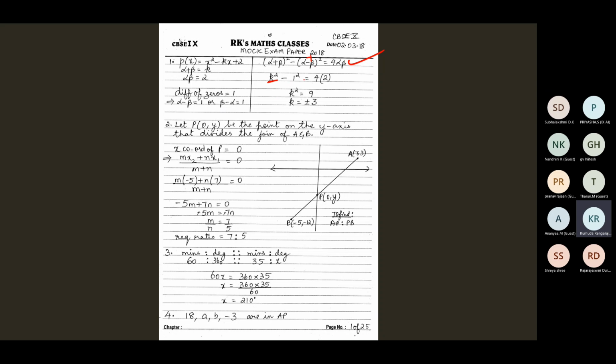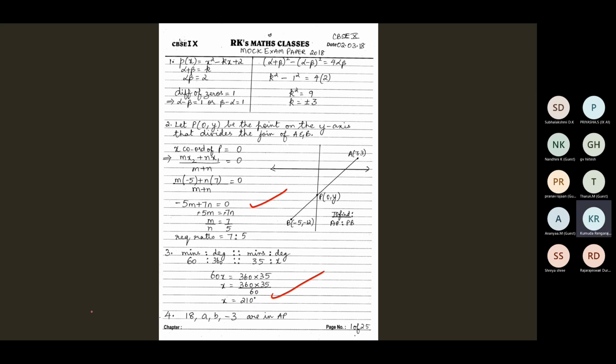So k square minus 1 square is equal to 4 into 2. Alpha beta is 2. So k square is 9. K is equal to plus or minus 3. Second and 3 is 2 and 3. Mostly you can do it.